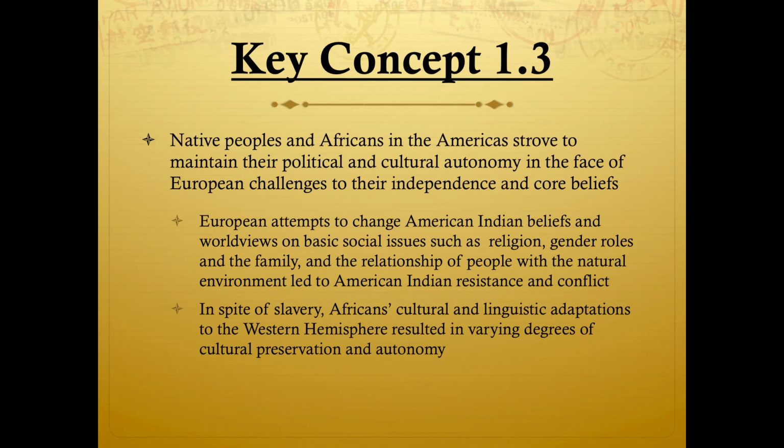Now, both Africans and Native Americans, it's not like they just gave up. You know, "Oh, you're going to enslave me. Oh, you're going to take away my land." No, there's going to be challenge to this, and we're going to talk in class a lot about this. They're going to try to hold on to their core belief systems, their religion, and their gender roles. But Europeans are going to try to change that on them. They're going to try to force their will upon them. And that's going to lead to a lot of conflict, both within the Native American and within the African cultures.